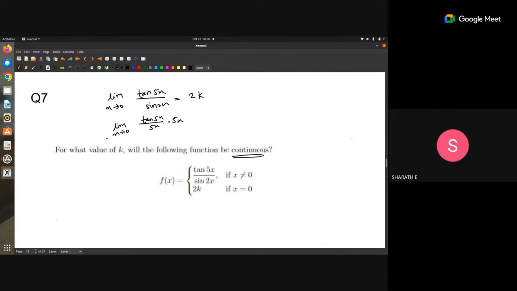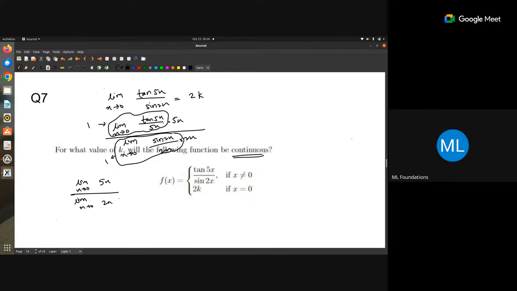It will be 5 by 4. Limit as x tends to 0 of sin 2x divided by 2x into 2x. Why am I doing this? Because I know that limit as x tends to 0 of tan of this upon this is 1, and similarly the sine of this upon this is also 1. So this will give me 5x, limit as x tends to 0, on the numerator divided by limit as x tends to 0 of 2x, which equals 2k. So 0 by 0 is an indeterminate form, so I have to use L'Hospital rule. Differentiating, 5 by 2 equals 2k. So k will be equal to 5 by 4, which is 1.25. Yeah, that should be the correct answer. Okay, done.